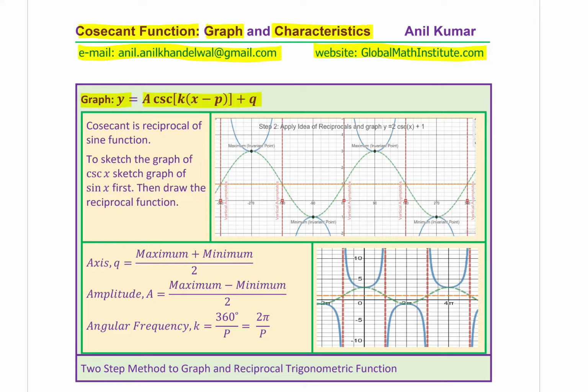As you know, cosecant is reciprocal of sine function. So the strategy to sketch the graph of cosecant function is to sketch the graph of sine function first, then draw the reciprocal function. As you can see here, we have drawn the sine function here, and once you do that, the reciprocal of the same will give you the cosecant graph, which kind of looks like this, as shown in blue.